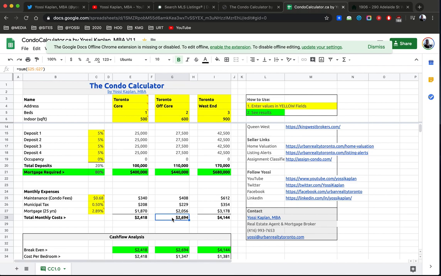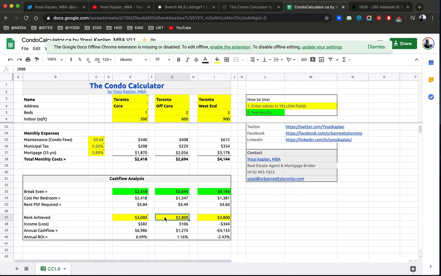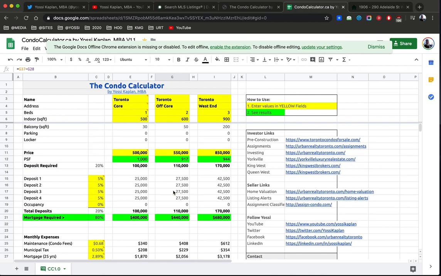Now this unit, I need $2,694 per month to break even on this unit, okay? But because this unit has two bedrooms, the break even is the same, but the cost per bedroom is half. And of course, my rent PSF required is slightly less because this unit is cheaper PSF. Now in this case, if I could get $2,800 for this two bedroom unit, each of the roommates paying $1,400, I'm just over break even. I'm making $106 a month, or about $1,200 a year, and a slight annual ROI. This is cash on cash, does not include your appreciation of 1.16%. And the third, I'm running quick here. If you have any questions, put it in the comments and I'll answer.